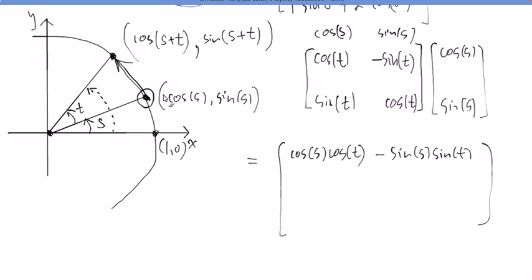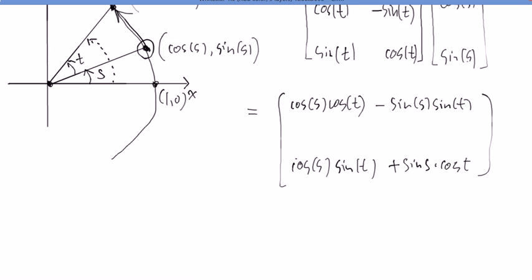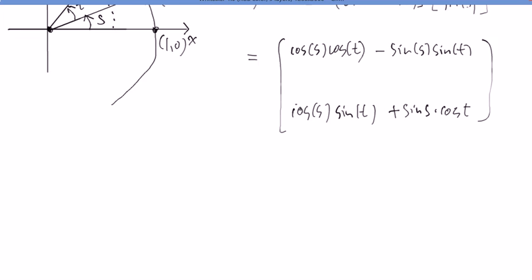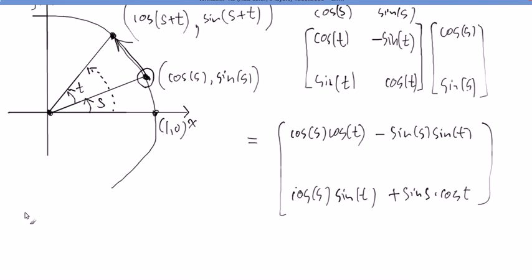Correct? How about down here? Cosine S multiplied to the sine T. That one multiplied to the cosine T. Sine S cosine T. That whole thing must equal the y coordinate there, right? So that is addition formula. That's how cosine S plus T unfolds. So let me write this one down so you can see it together.